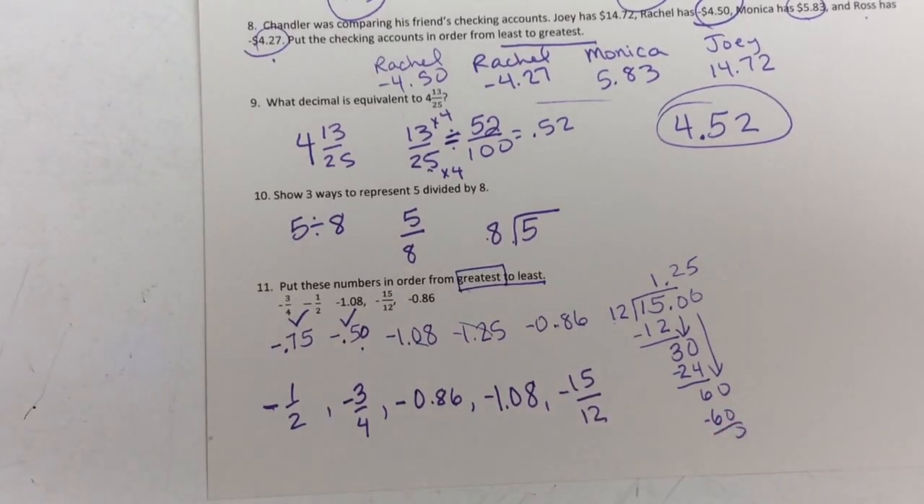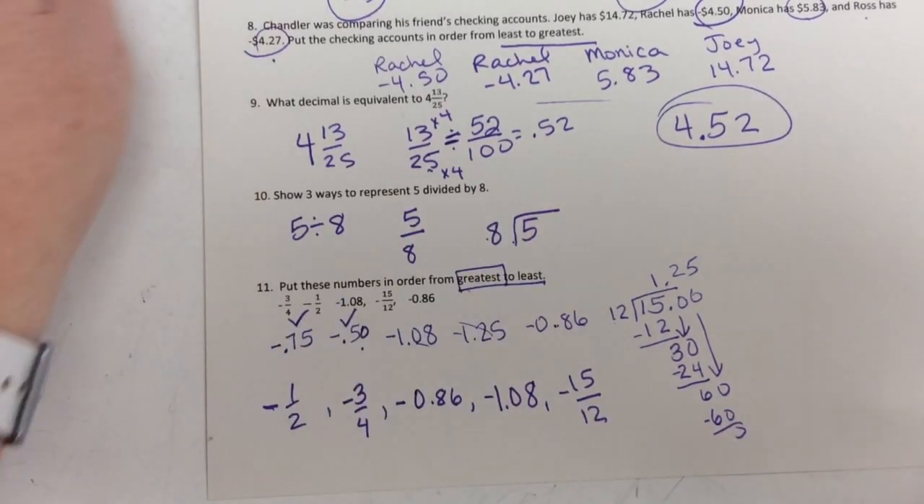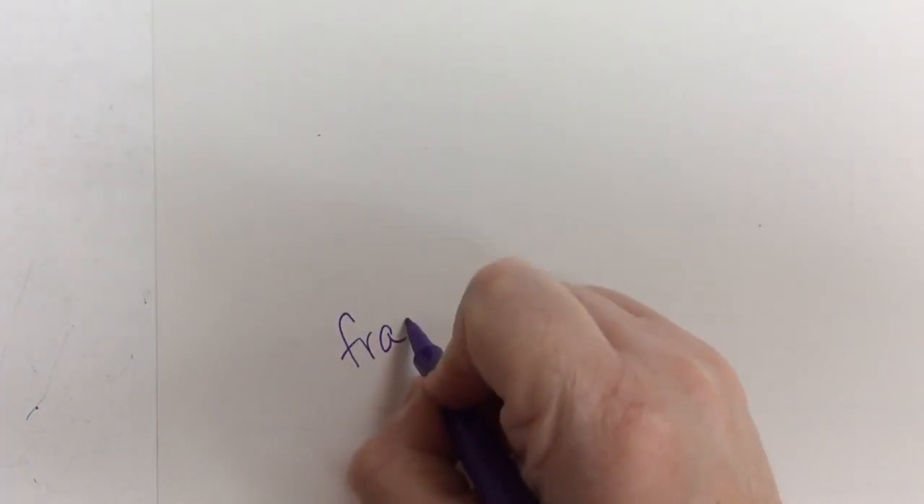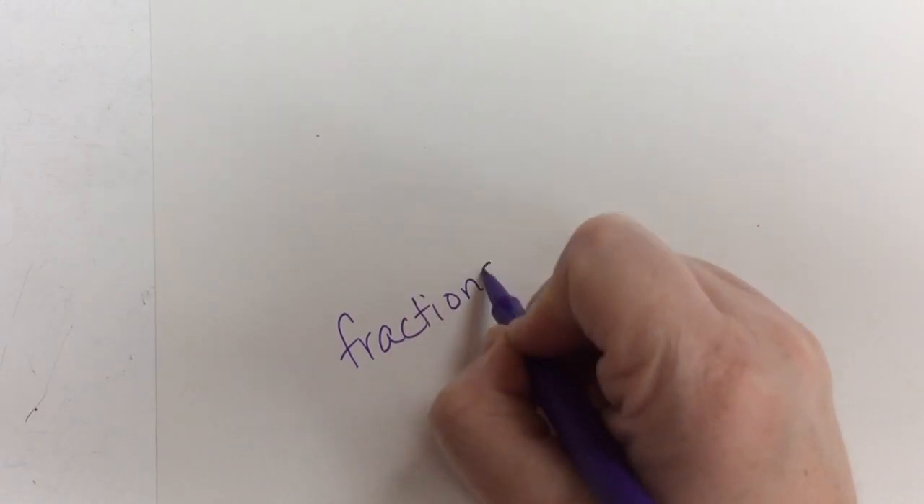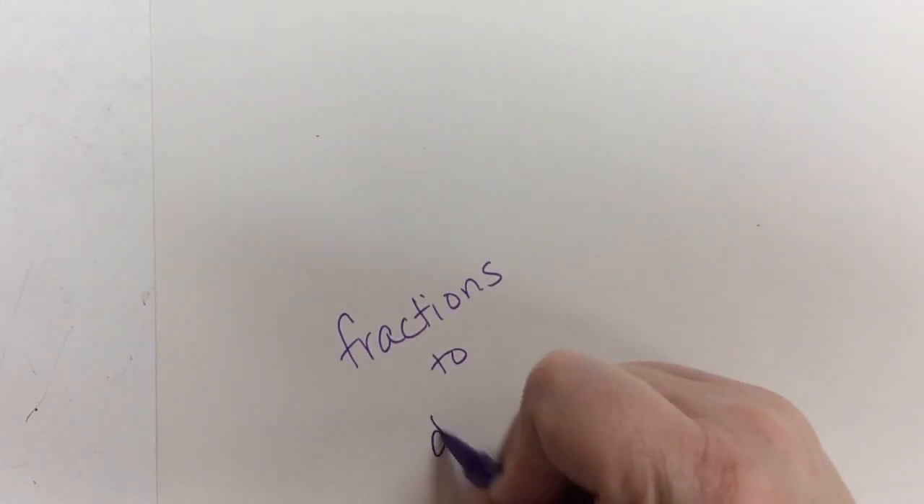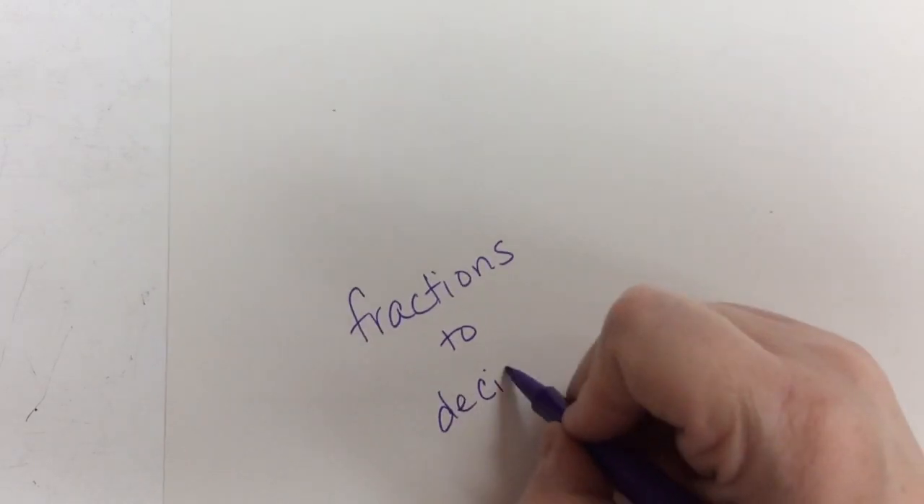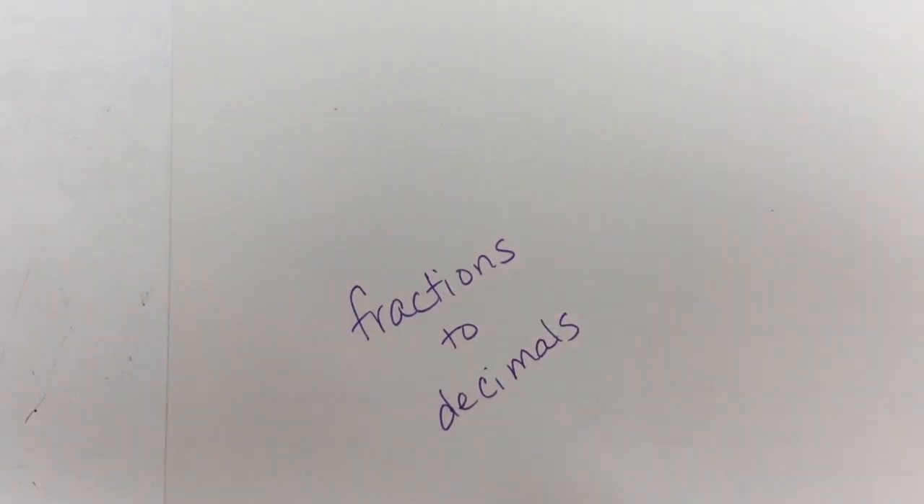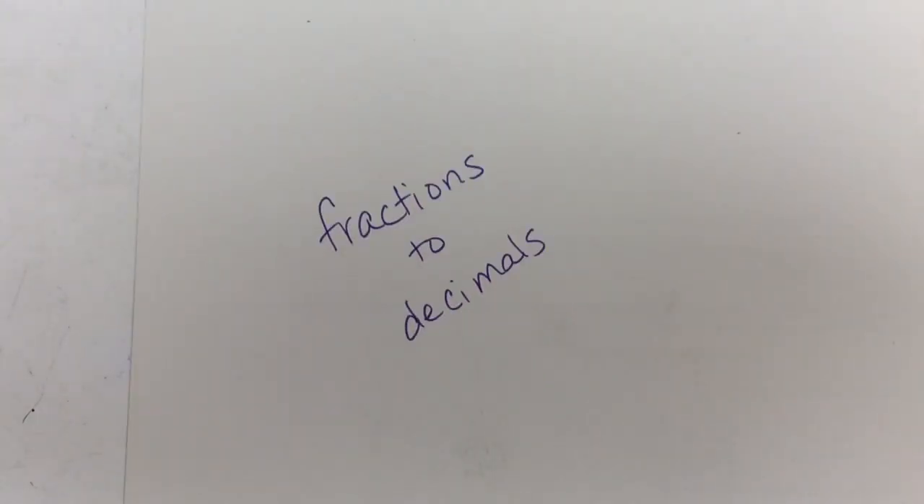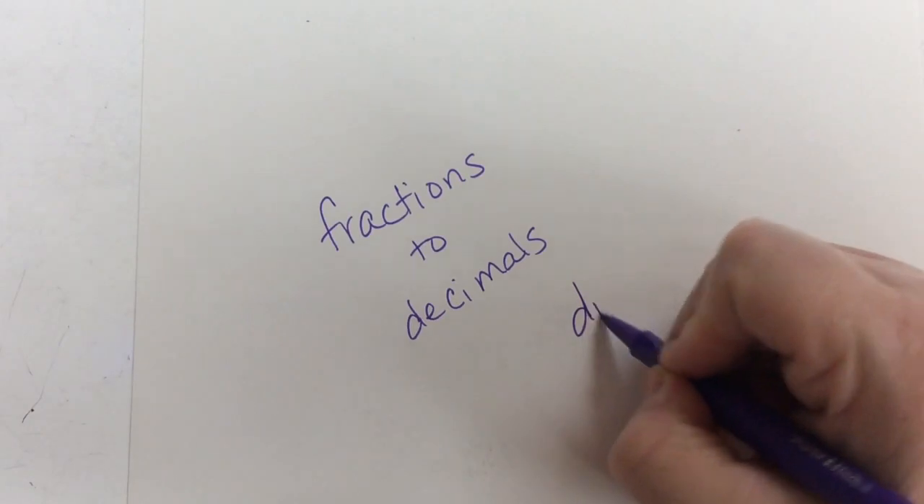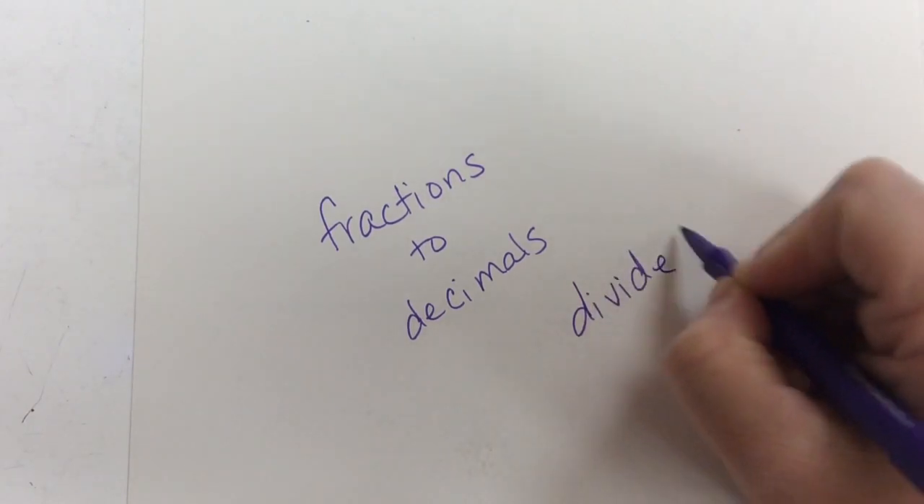Okay, if I can give you any advice at all for this test, I want you to remember, turn your fractions to decimals. Any problem that you have fractions and decimals together, just turn your fractions to decimals. Top dog, okay? Use division every time. It's going to make a difference.